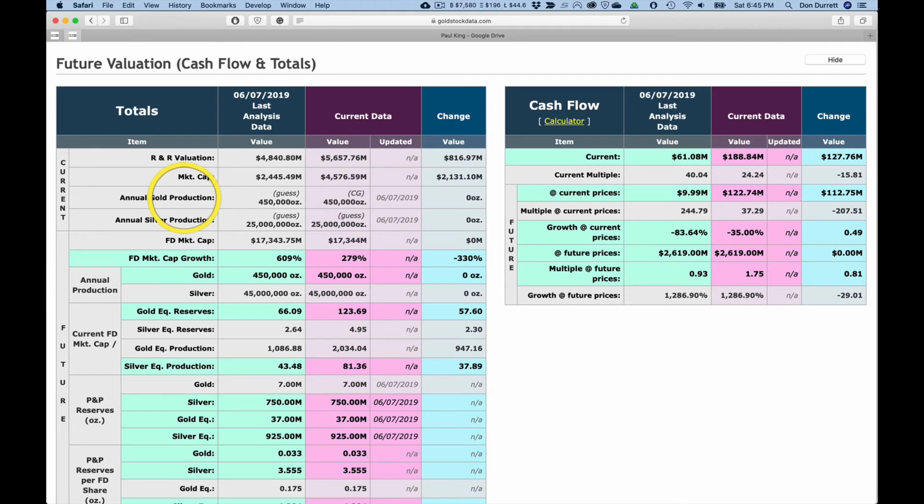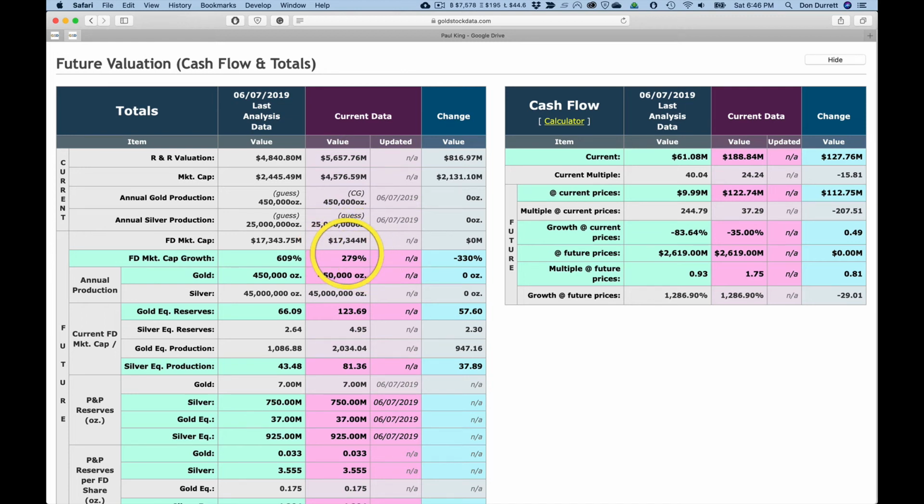Then we have our annual gold production, our annual silver production. This is current. And now we have future. So future market cap, and this is basically a calculated future market cap. This is the one that I adjust if I think it's a little low. And I think I adjusted this one up like 25% because I just thought it was too low. Then we have our future market cap growth rate, which is almost 300%, almost a three-bagger, when we compare the current market cap up here to the future market cap. That's our growth rate.